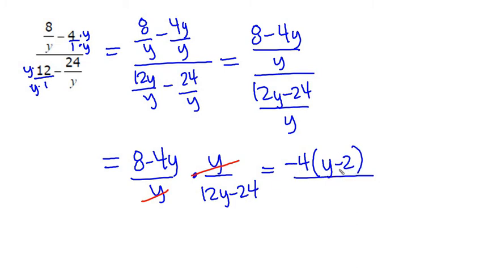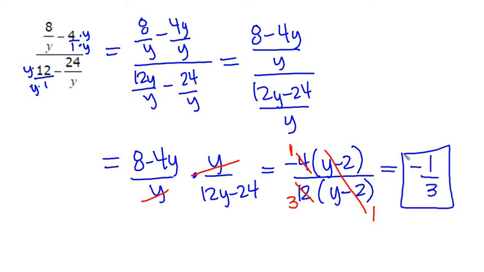You can always double check yourself: did I factor this out correctly? Because if you did, it should multiply back to be this. So negative 4 times y is negative 4y, and negative 4 times negative 2 is positive 8. I can also see that I have a GCF of 12 here, so I'm going to factor out 12, and I get y minus 2. So again, anything over itself goes to 1, and then 4 goes into 4 once, and into 12 3 times. So I have a negative 1/3 as my answer.